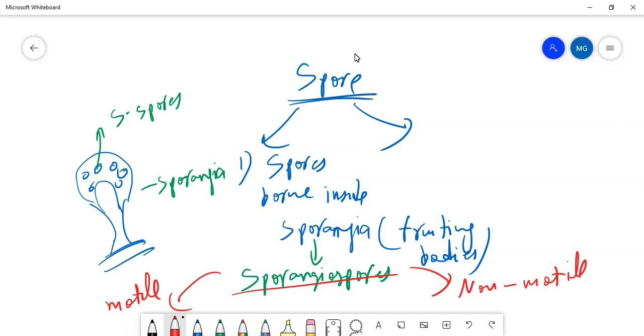तो भाई जो sporangiospores हैं, released होने के बाद flagella appear होते हैं, they become motile. And the motile sporangiospores, we call them as what? We call them as zoospores. So zoospores are nothing else, they're motile sporangiospores. They are flagellated.